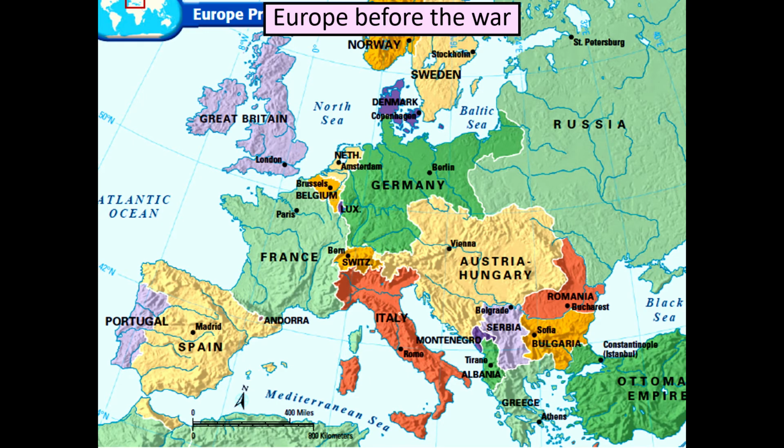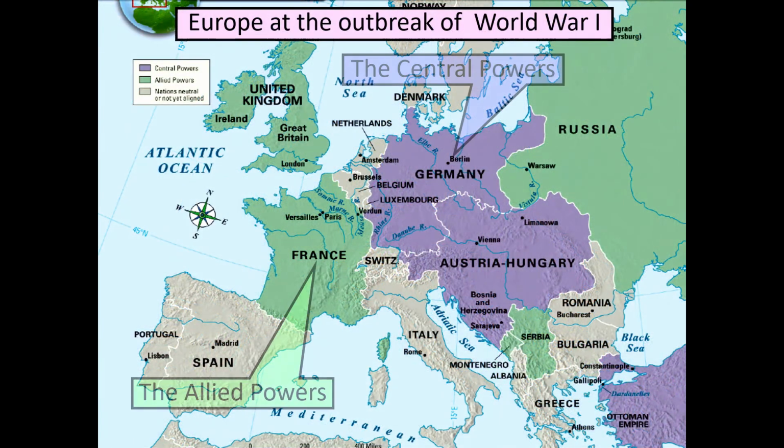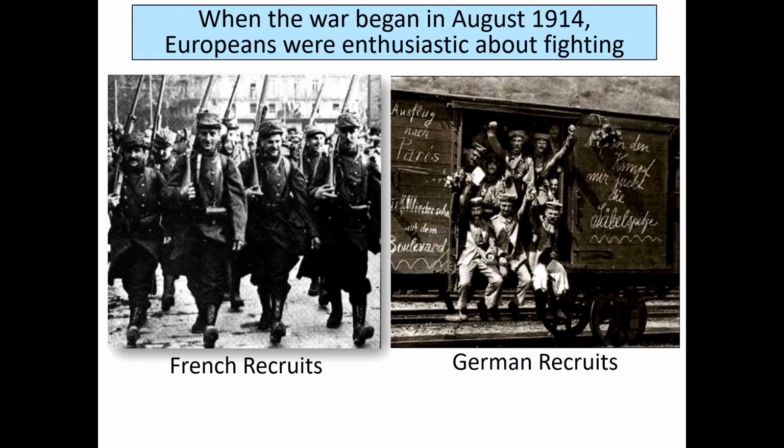Europe before the war. And then Europe at the outbreak of the war. And you've got the Central Powers in purple. And you've got the Allied powers in green. So the Central Powers are Germany, Austria-Hungary, and the Ottoman Empire. Bulgaria is also going to join the Central Powers. And then you've got the Allied powers in green, the United Kingdom, France, Russia, and of course Serbia, where the war all started.